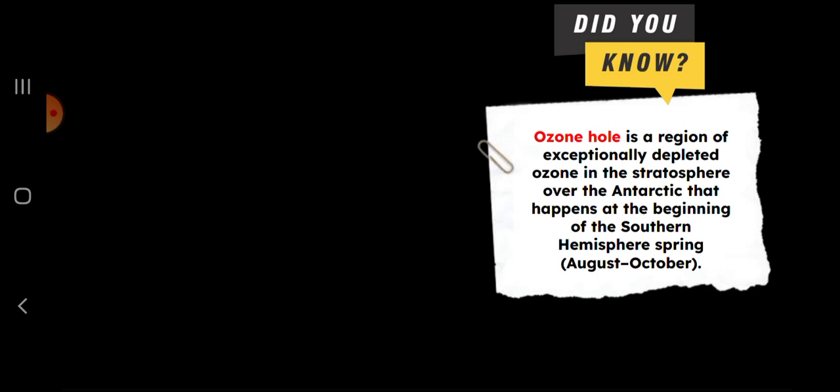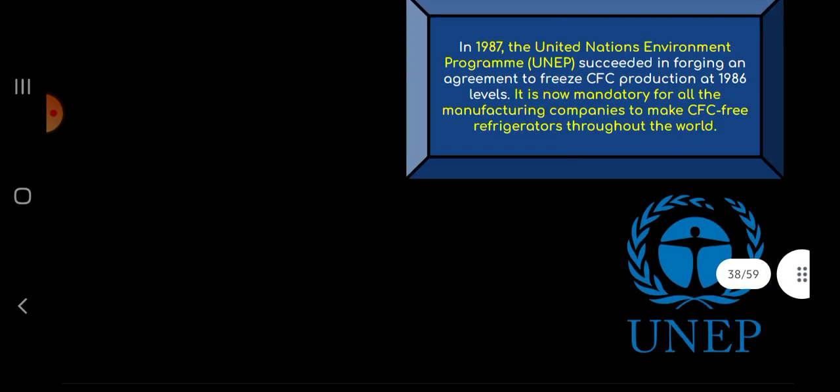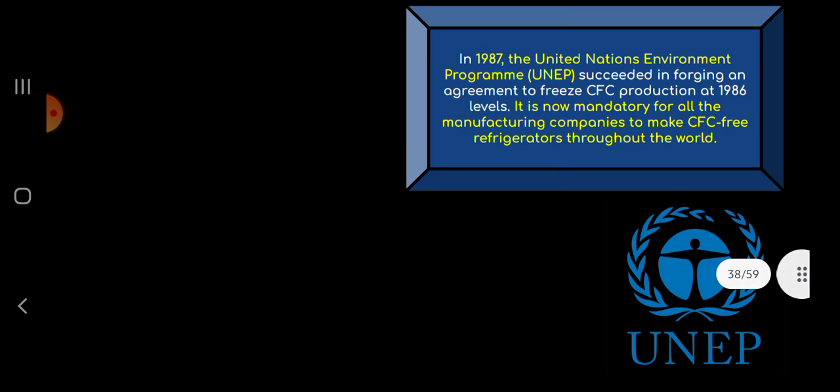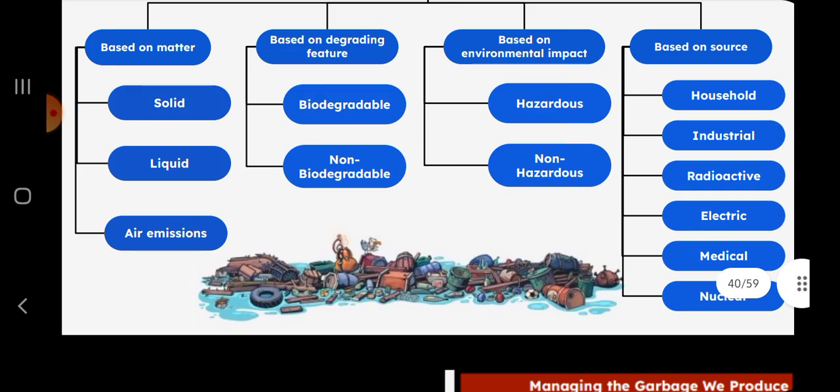Then, did you know, the ozone hole is a region of exceptionally depleted ozone in the stratosphere over the Antarctic that happens at the beginning of the southern hemisphere spring. Then in 1987, the UNEP succeeded in forging an agreement to freeze CFC production. It is now mandatory for all the manufacturing companies to make CFC-free refrigerators throughout the world.